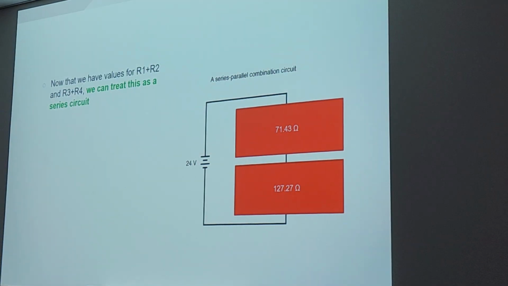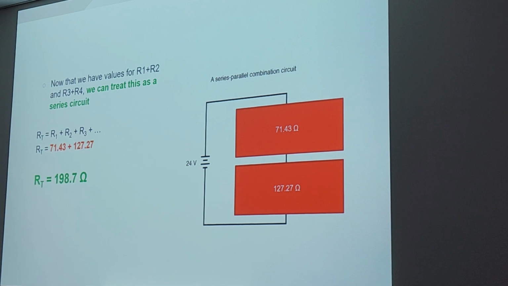Alright, so now that we solved for the resistance at both parallel circuits, we have a whole different number, right? We can now treat this like a series circuit. So if I asked you, how do we calculate the total current, what would you do? V is equal to IR, so I is equal to V over R.